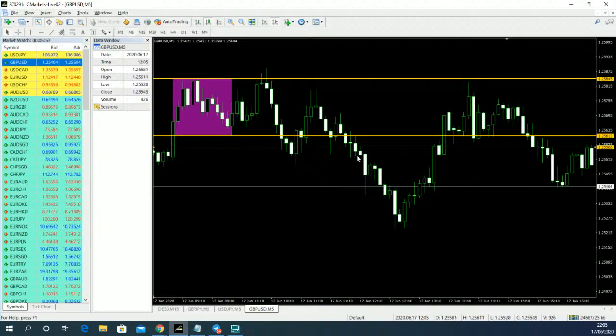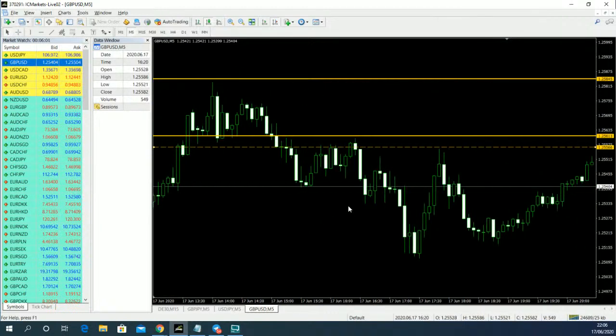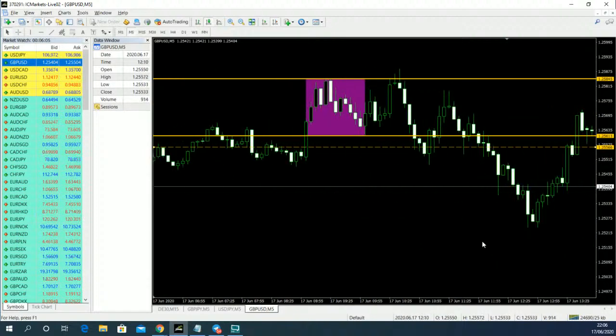So we have one trade here. We make our TP1. We have another trade here. We make our TP1. Excellent. And that is the story of pound dollar today.